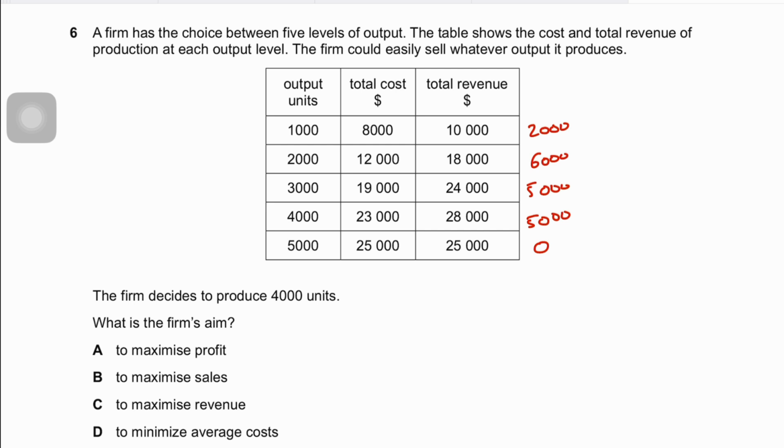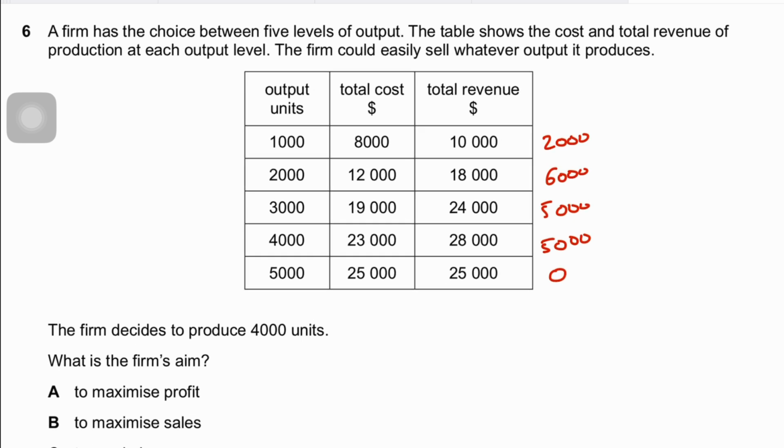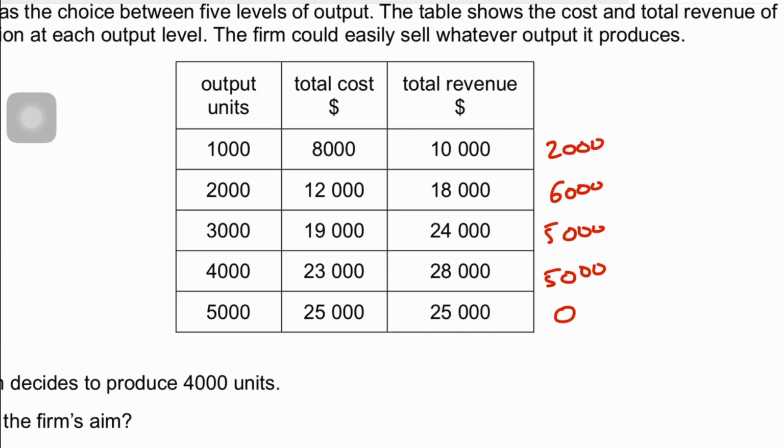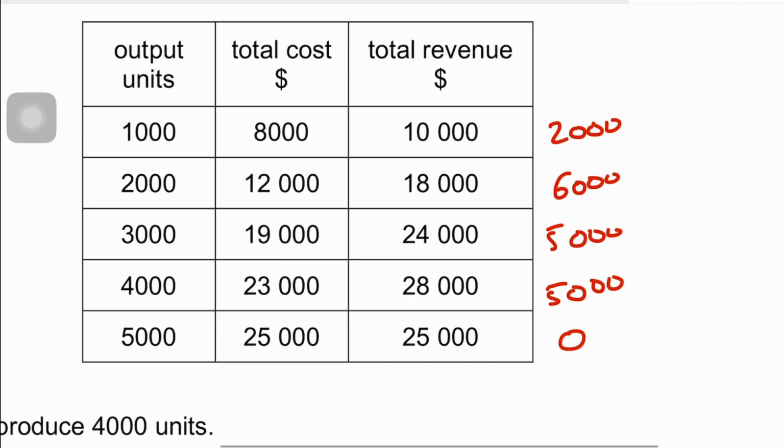Now, we can clearly see that the firm is maximizing its profits at the output level of 2,000, because over here at 2,000 units, it gives the highest profit of $6,000.